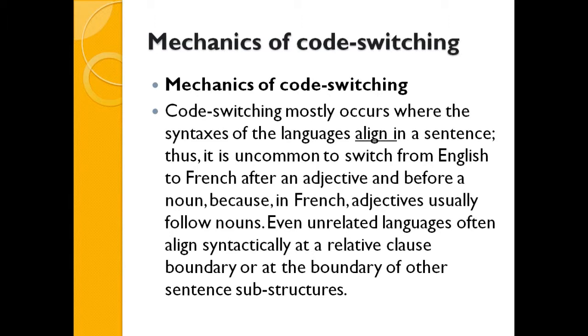Mechanics of code switching. Code switching mostly occurs where the syntaxes of the languages align in a sentence. Thus, it is uncommon to switch from English to French after an adjective and before a noun, because in French, adjectives usually follow nouns. Even unrelated languages often align syntactically at a relative close boundary or at the boundary of other syntax substructures.